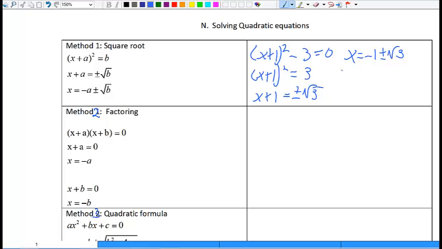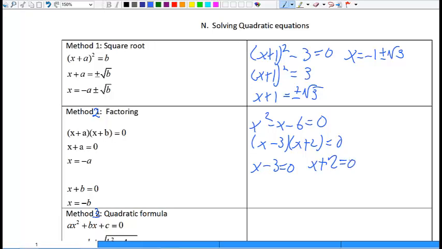Factoring works out nice in that if you can factor it, then it's a nice easy way to set up and solve. Set up equals 0. So if I factor, say, x² − x − 6, I get (x − 3)(x + 2). All right, and then I would take each statement. So x − 3 = 0, and x + 2 = 0, and solve for x. So x would be 3 and −2.